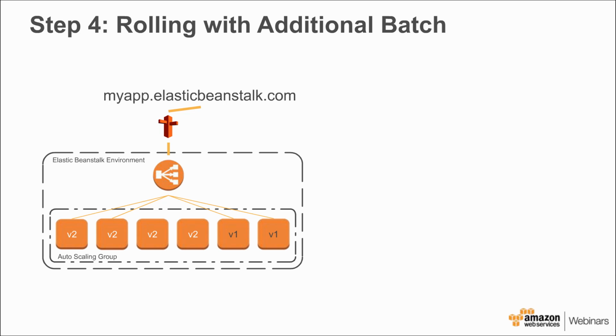Then we start gradually rolling out V2. We check the 2 new ones into the load balancer. And finally, we drop V1 out entirely, and we're left with just version 2 of our application running. So throughout this process, we maintained 100% service capacity.